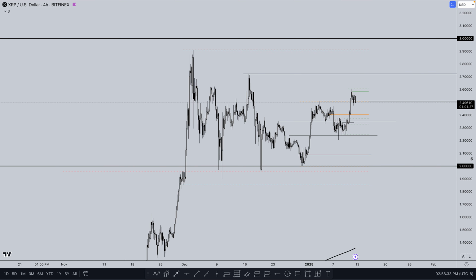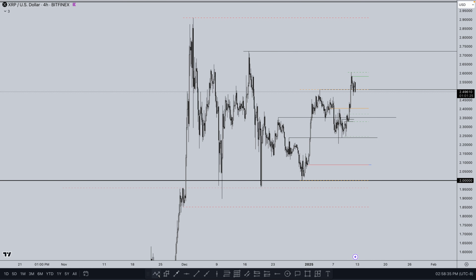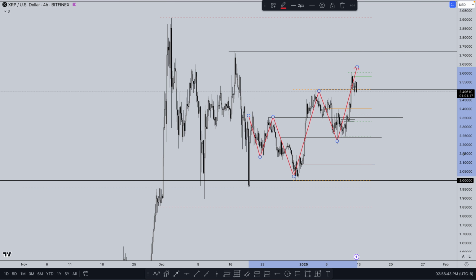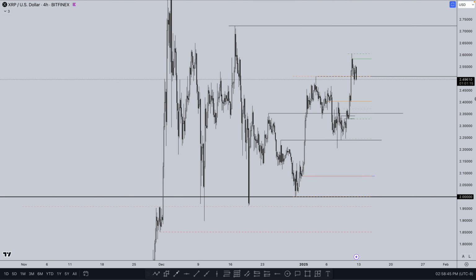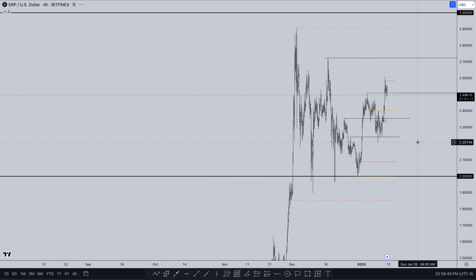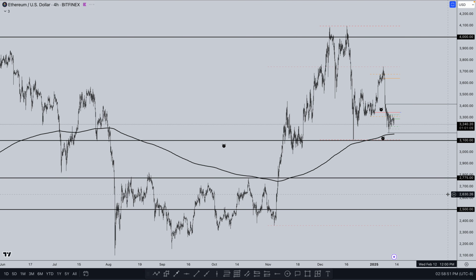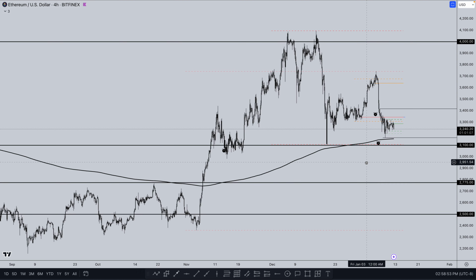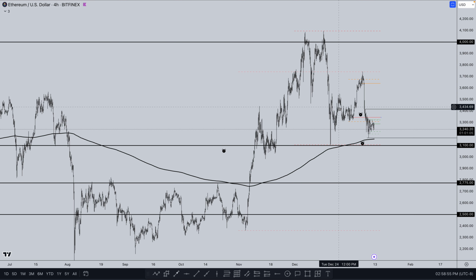XRP looks better, in my opinion. Boom. Clean retest. Super clean. So this looks better to take buys, if anything. Ethereum, same, looks kind of weak. Looks like Bitcoin, pretty weak.